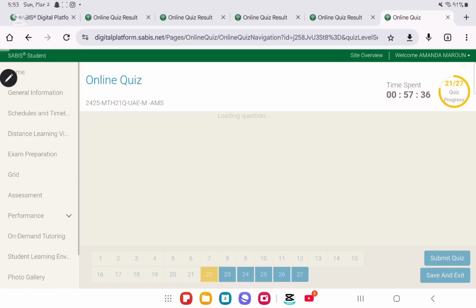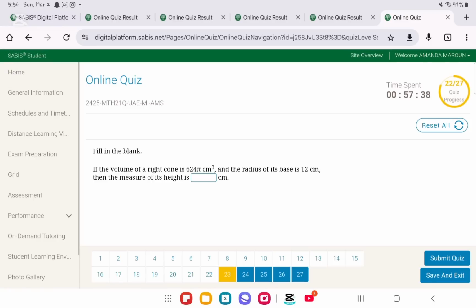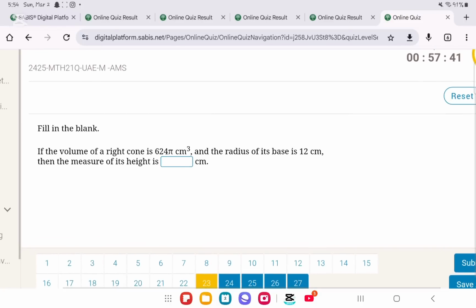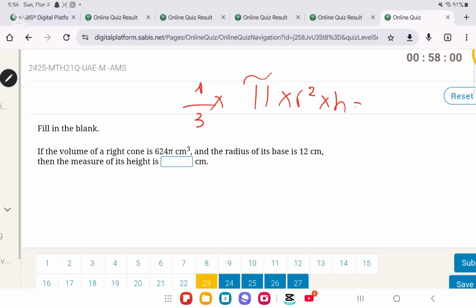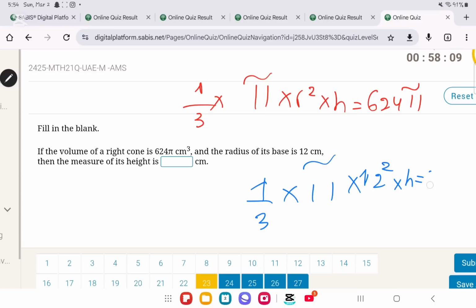We move on to question number 23. Very simply, in question number 23, they said if the volume of a right cone is 624 pi centimeter cubed, they need us to find the height given its radius. You should know that the volume of a right cone, again, is 1 over 3 times pi times r squared times h. It's equal to 624 pi. You are given that the radius is 12, so 1 over 3 times pi times 12 squared times h is equal to 624 pi. The pi goes away with this.